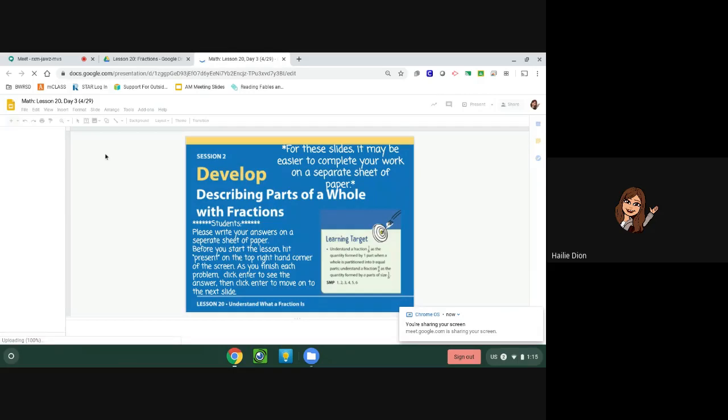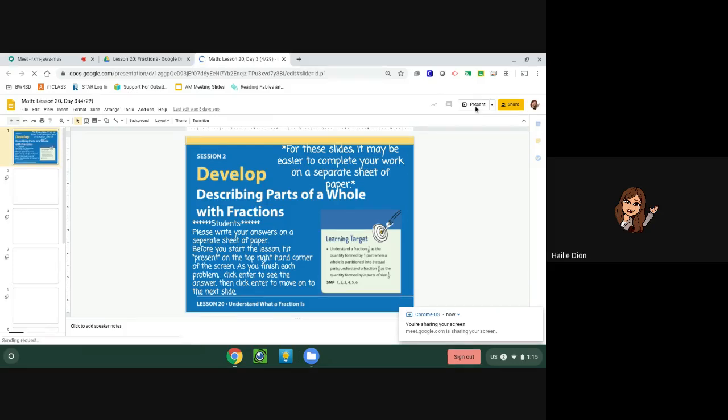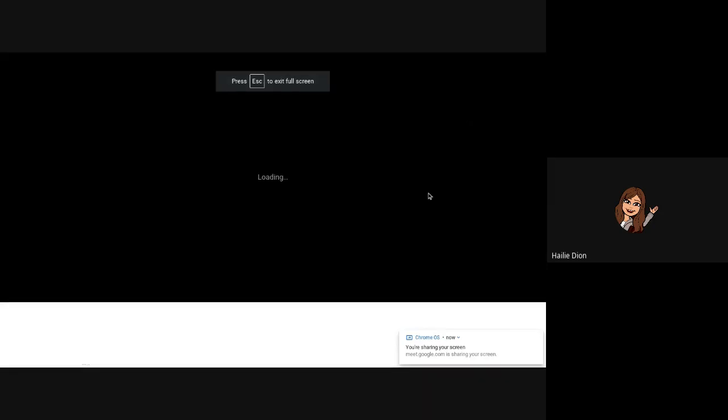So, today our goal is to be able to describe parts of a whole with fractions. So, understanding how parts of a whole add together from a fraction to make a whole number.